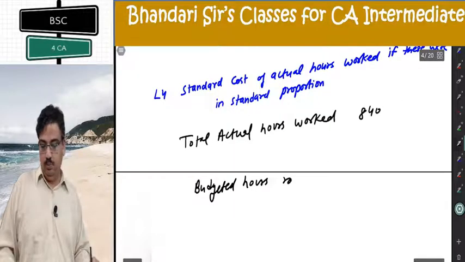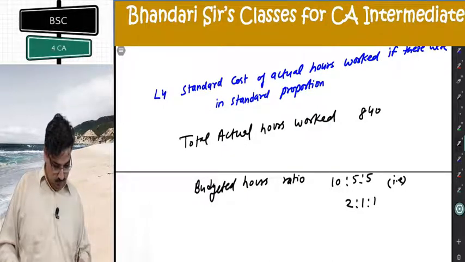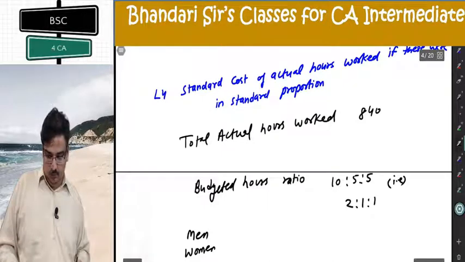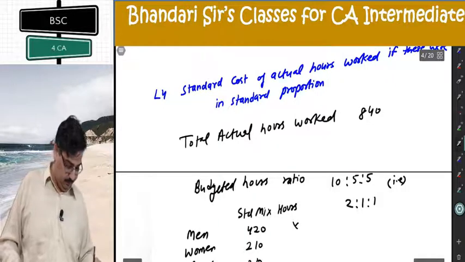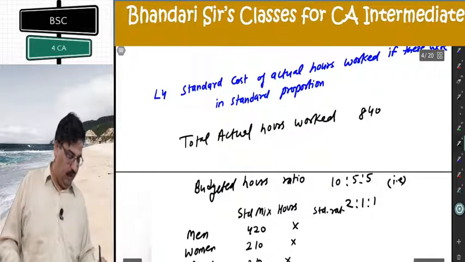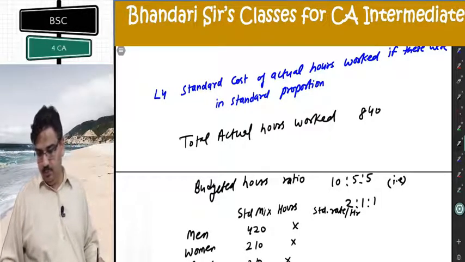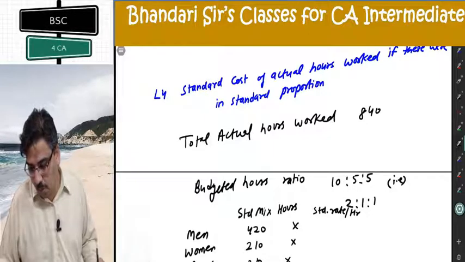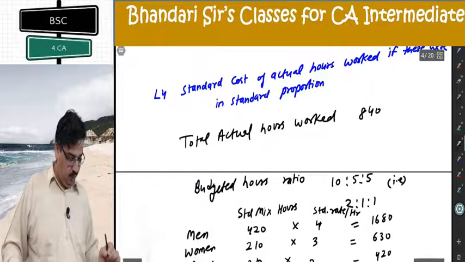Budgeted hours ratio 10:5:5, that is 2:1:1. Men, women, boys. Standard mix hours 420, 210, 210, multiplied by standard rate per hour. Standard rate per hour was 4, 3, and 2. Sixteen eighty, 630, 420.